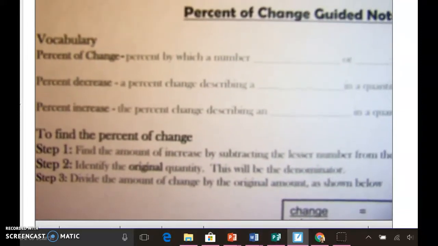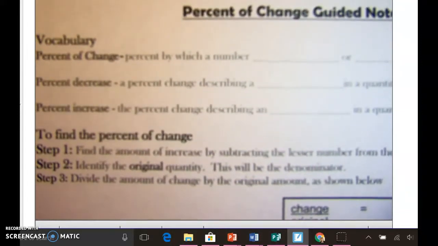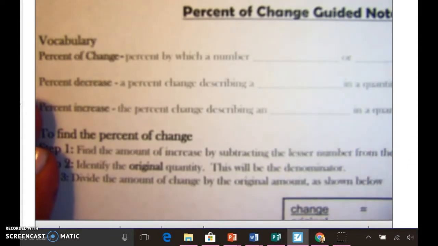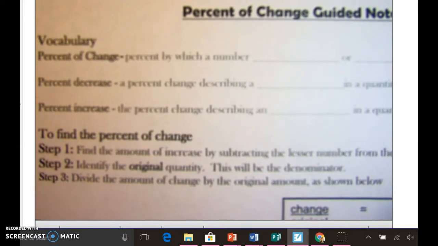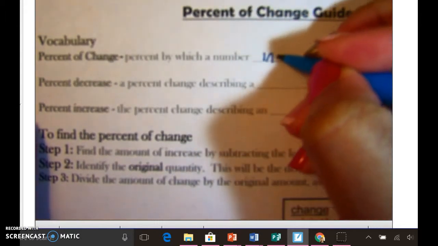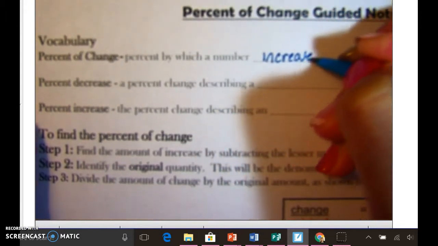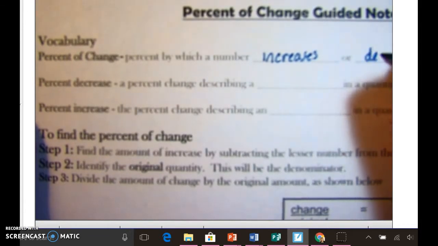Today we're learning about percent of change. Let's talk about a little bit of vocabulary. Percent of change is the percent by which a number changes. When a number changes, an amount changes, it can increase or it can decrease.